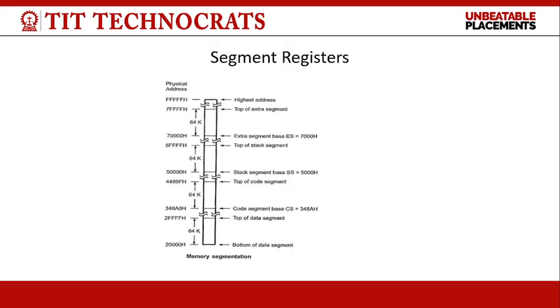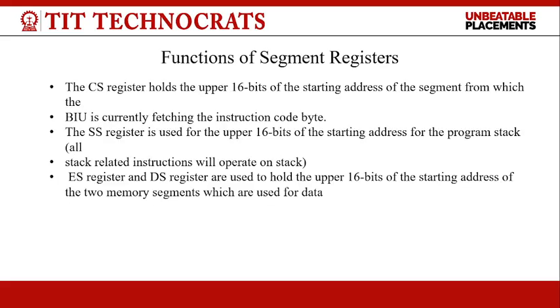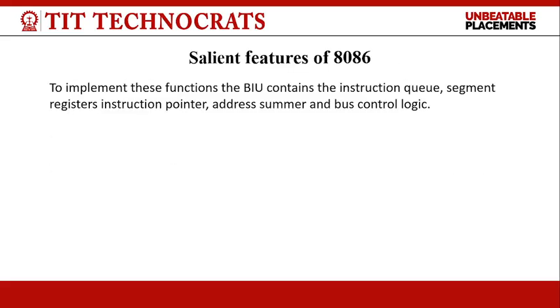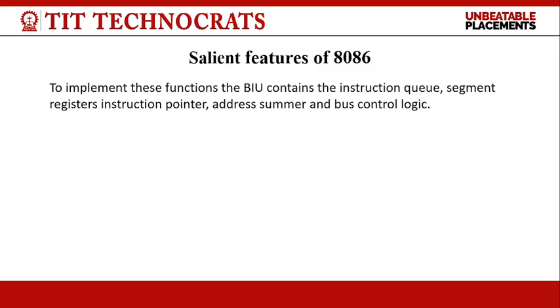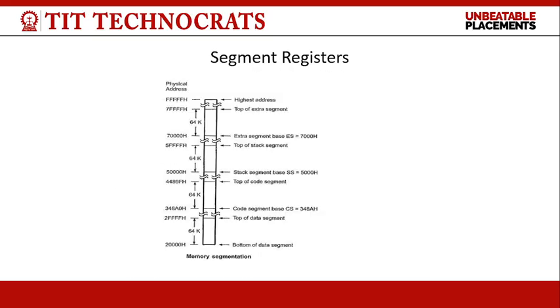For the selection of the 4 active segments, 16-bit registers are provided within the bus interface unit of the 8086, and these are 16-bit segment registers. These are the code segment register, extra segment register, stack segment register, and data segment register. These segment registers are used to hold the upper 16 bits of the starting address of the memory segments on which the 8086 works at a particular time.